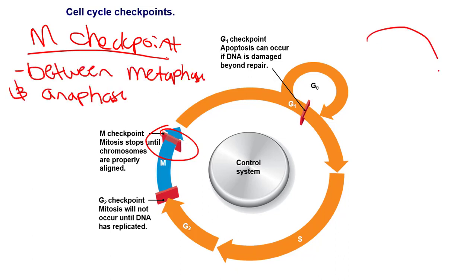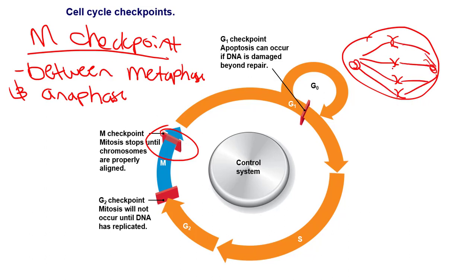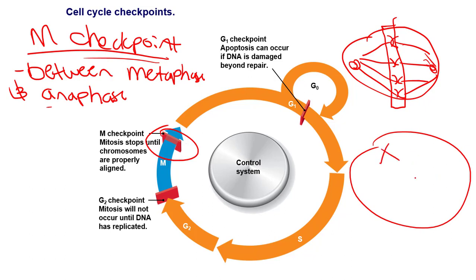Remember, in metaphase, all the chromosomes are going to line up in the center of the cell. Then you have the spindle microtubules that are going to connect them. And then in anaphase, the next step, the chromosomes are going to get pulled apart. So what's happening in the M checkpoint is they want to make sure the chromosomes lined up perfectly in the center. If some of the chromosomes didn't line up properly, or weren't attached at the spindle, that would be a problem because the new cells wouldn't get the proper number of chromosomes.